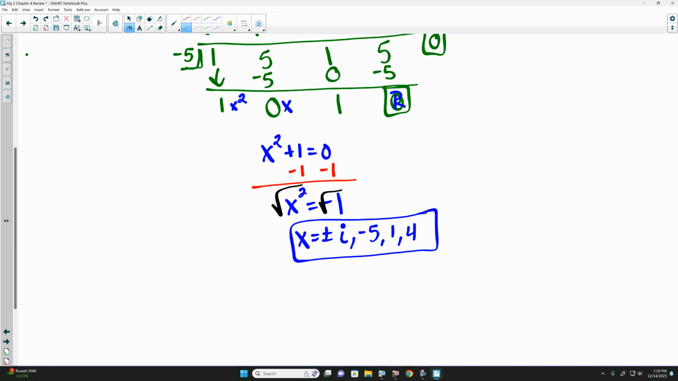So the other three solutions that we had were negative 5, 1, and 4. Yep. You can list them out at the bottom or list them out at the top. I just need them all listed somewhere. Because our positive and negative i is 2 solutions, and then we had the 3 we had already. We could just do x equals plus or minus i, just circle this. Yep, as long as it is apparent where your solutions are.